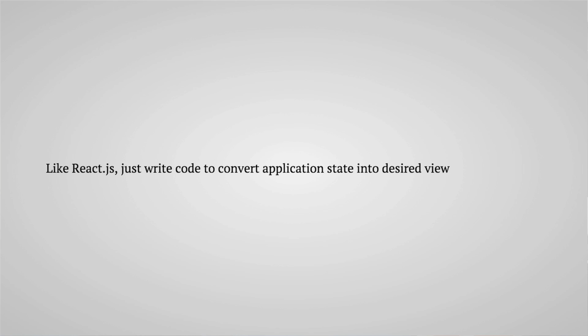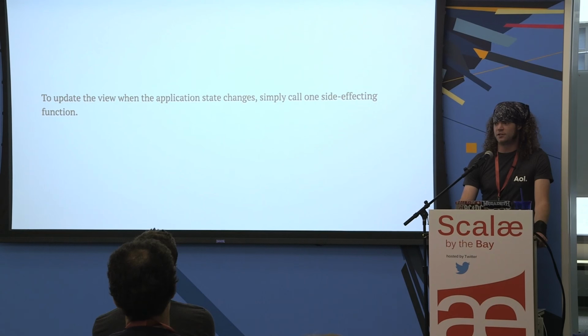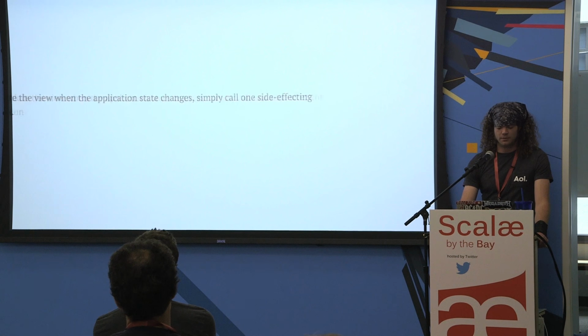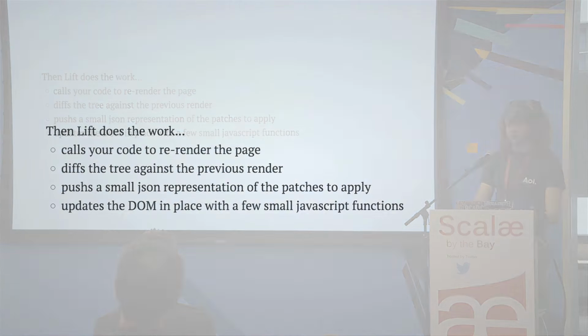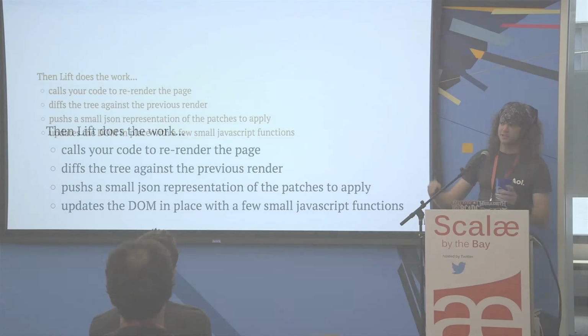So like React.js, you convert application state to DOM, right? And then anytime something changes, it doesn't matter where it changed, you just call this side effecting function that says, hey, boom, go update it, right? So we re-render the page, do a diff of that DOM XML tree against your other XML tree, push a little small JSON representation up to the client, and just update the DOM in place with JavaScript that you didn't have to write, and it's not a very big library.